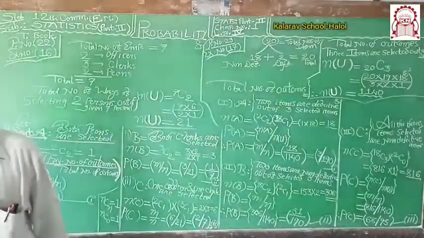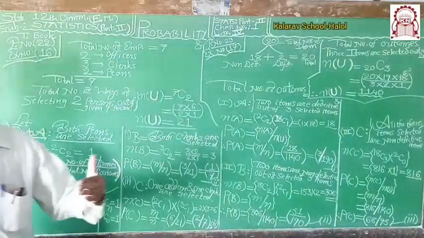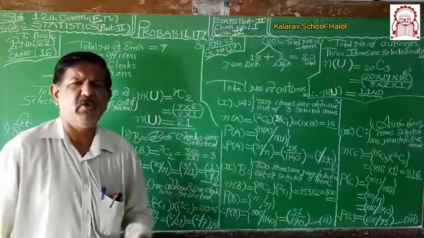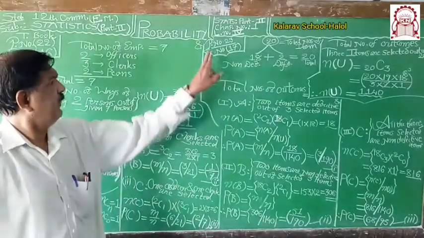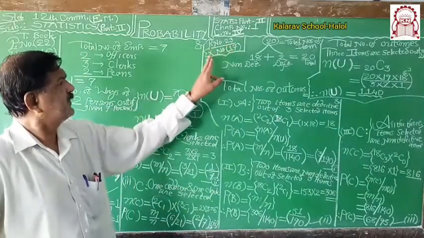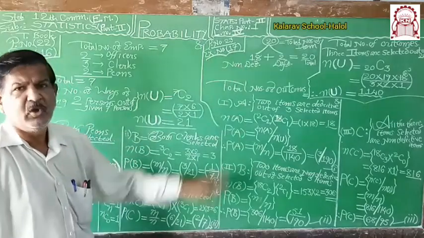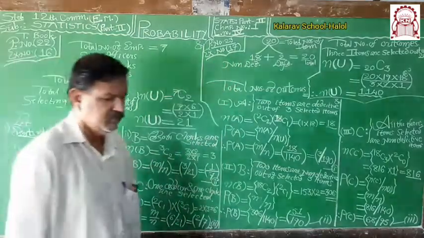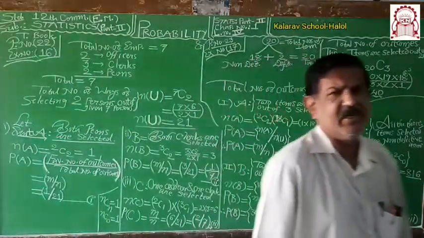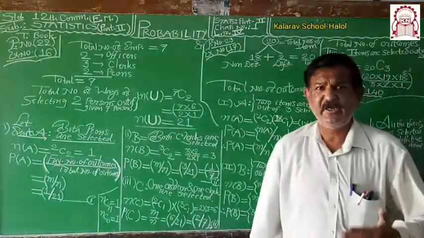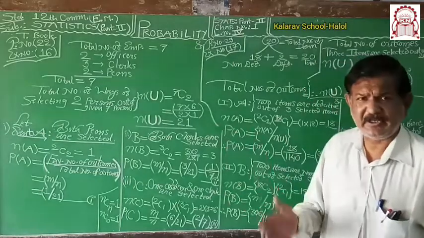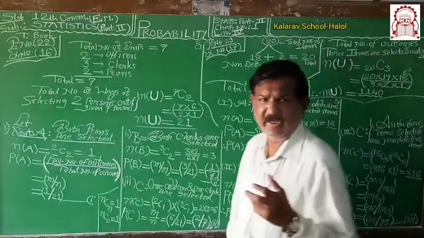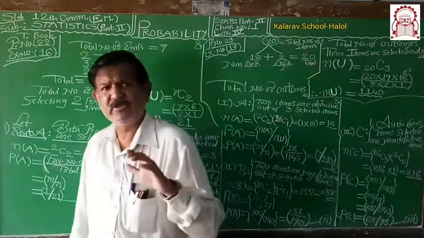Now another example of probability based on permutations and combinations from our textbook, page number 23, example number 17. You just see in our textbook, try to understand, try to follow and try to get this structure. First of all, understand and then write, and practice very well.